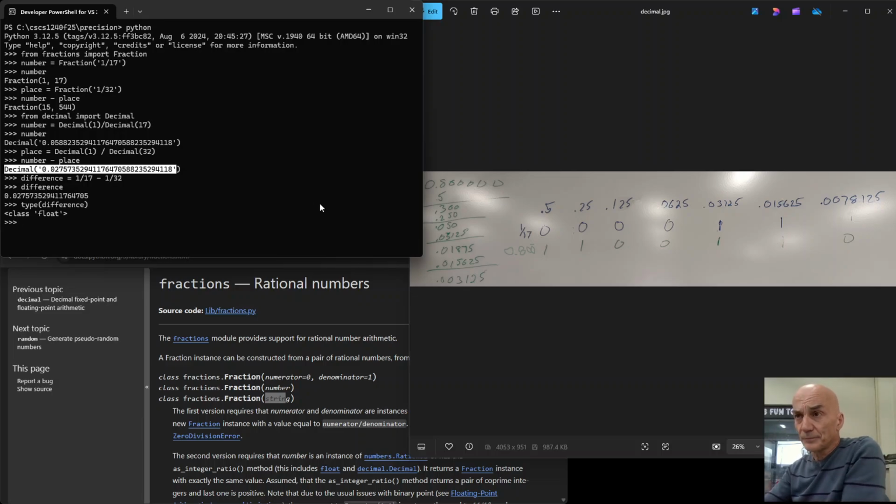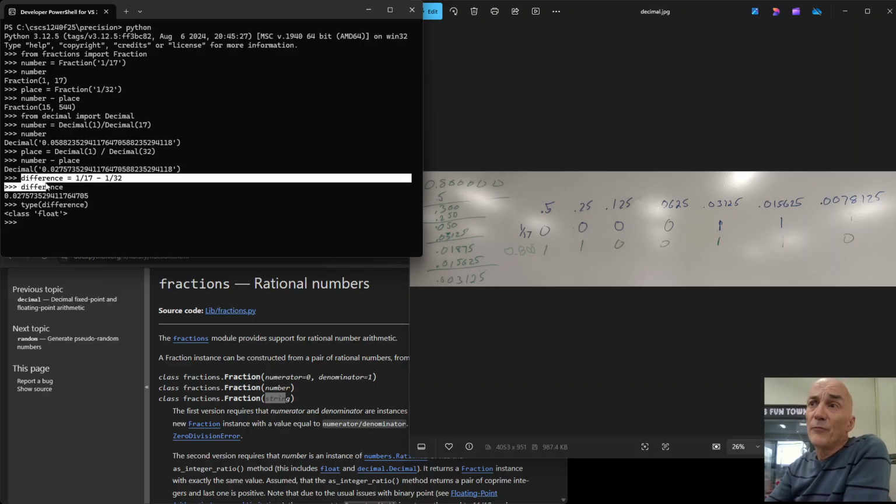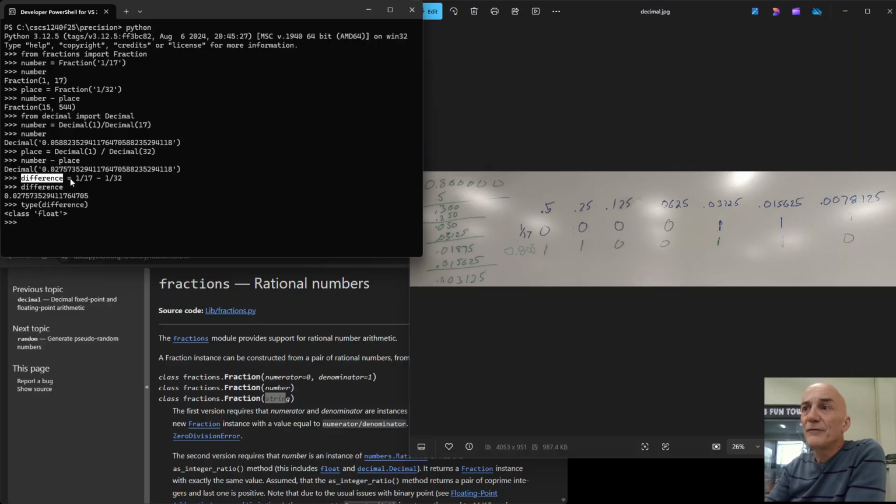There's our remainder. Okay? So then you're probably wondering, why didn't I just say difference is assigned 1 divided by 17 minus 1 divided by 32? Okay, I did that here. And then I say, hey, difference, and Python says, here's the value of difference. What we notice is that that is only a portion of what the Decimal object's value was. So the Decimal object can represent the number with more precision.